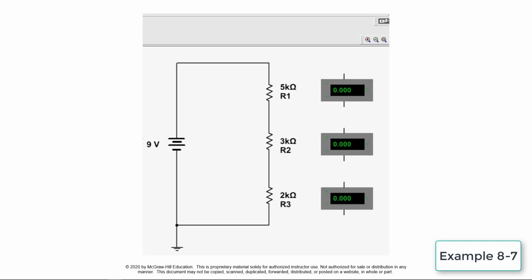The voltage drop formula is used to calculate each voltage drop value. In this case, 4.5 volts, 2.7 volts, and 1.8 volts respectively. The calculated voltage values are verified by connecting voltmeters across each resistor and observing the display readings.